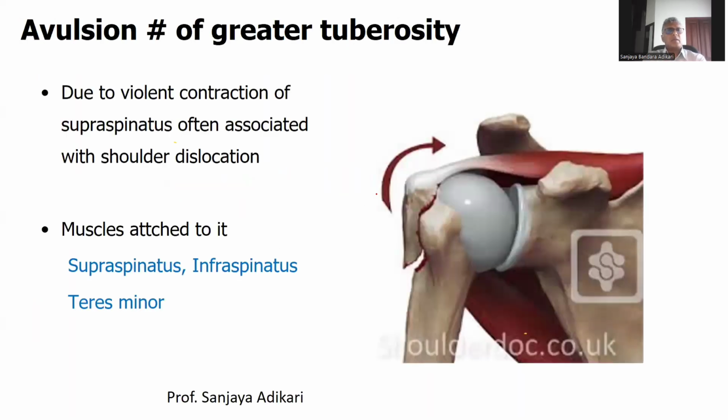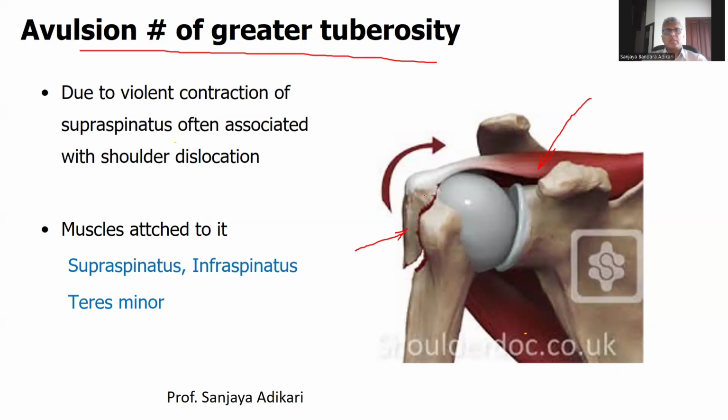Fractures of the humerus. Now, violent contraction of the supraspinatus may be associated with shoulder dislocation also. When the muscle violently contracts, the greater tubercle to which it is attached can be pulled off, which is called avulsion fracture. Okay, avulsion fracture of the greater tubercle or tuberosity.